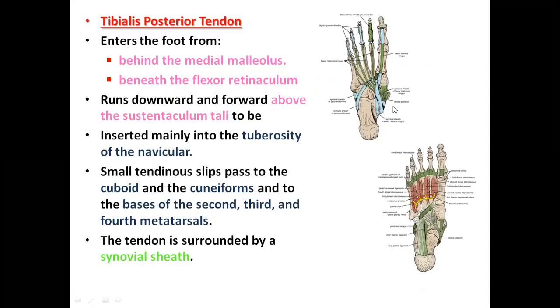So tibialis posterior tendon goes behind the medial malleolus, beneath the flexor retinaculum, runs downwards and forwards above the sustentaculum tali, inserted mainly to the tuberosity of navicular. Small tendinous slip passes to cuboid and cuneiforms and bases of second, third, and fourth metatarsals. Tendons are surrounded by synovial sheath.